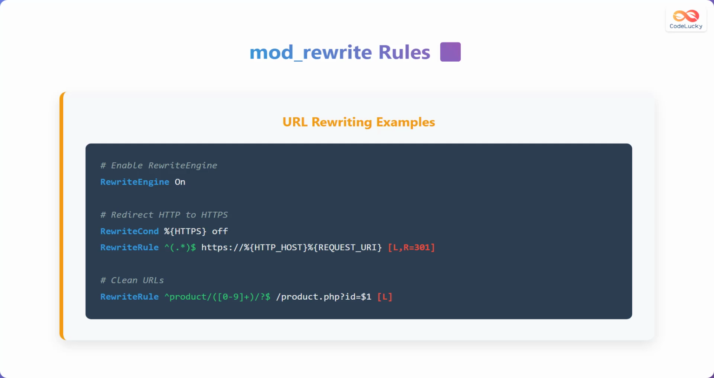Clean URLs can be achieved by rewriting user-friendly URLs to dynamic scripts. The pattern uses regular expressions, where parentheses capture groups that can be referenced with $ variables. The L flag means last rule, stopping further rule processing, while R=301 specifies a permanent redirect status code.